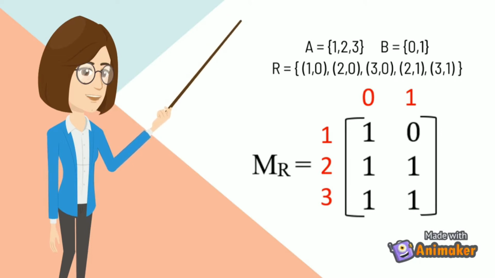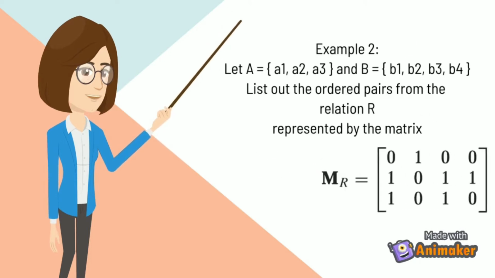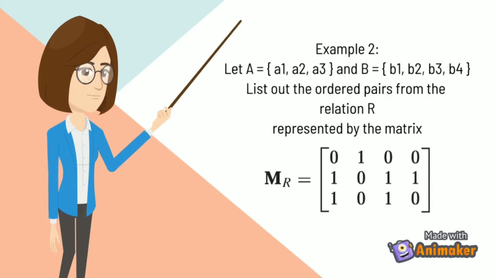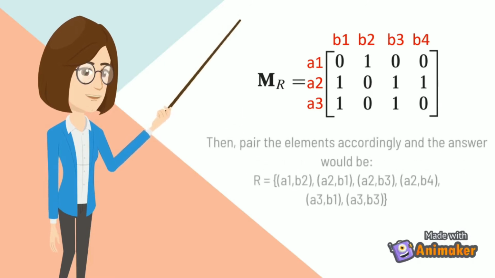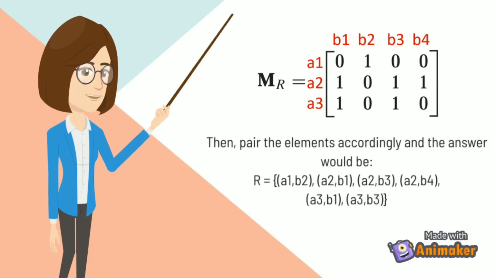Let's see our next example. Let A be the set with elements A1, A2, A3, and B with elements B1, B2, B3, and B4. List out the ordered pairs from the relation R represented by the matrix shown. To make it easier, you can list out the elements of set A on the left side, and B at the top of the matrix, like we did earlier in example 1. Then, pair the elements accordingly, and the answer would be a relation with its ordered pairs: A1 B2, A2 B1, A2 B3, A2 B4, A3 B1, and A3 B3.